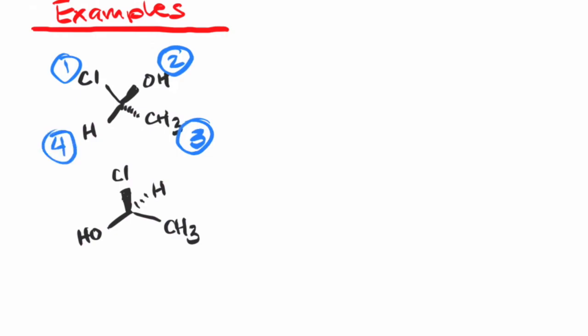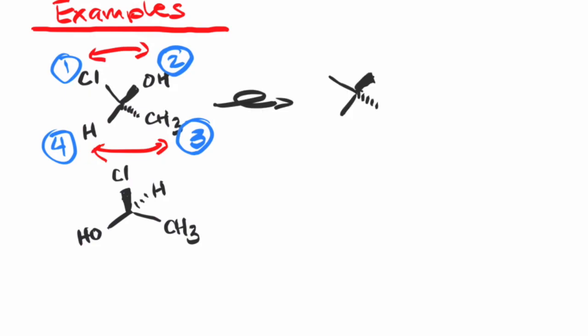Again, that's not going to be great for us because we need the fourth group to be away. So go ahead and do a swap of these two and a swap of these two. So we've got 1 and 2 swapped, and 3 and 4 swapped. 4 is going away from us finally, so this we figure out is an S designation. What about the molecule on the bottom?